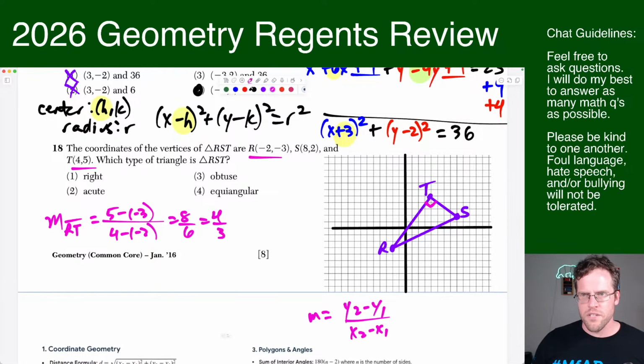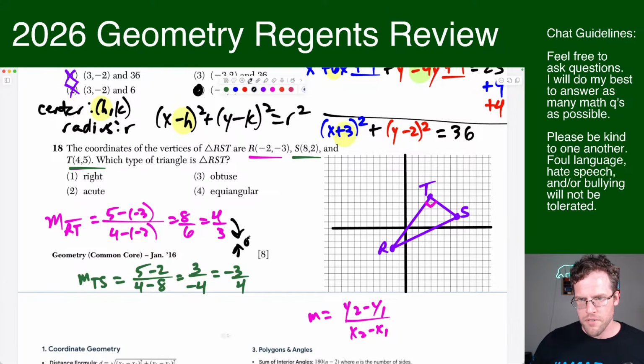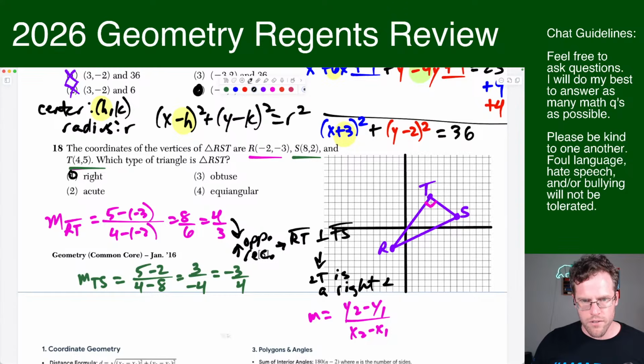Okay, and then I find the slope of TS. Now I'm doing this one and this one. So I get 5 minus 2 as the difference of the y values divided by the difference of the x values. And this gives me 3 over -4, which is -3/4. And check it out, these are opposite reciprocals. So therefore, RT is perpendicular to TS, which tells us angle T is a right angle, which means this is a right triangle.